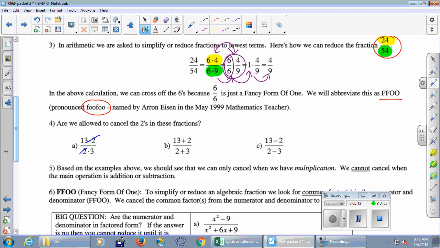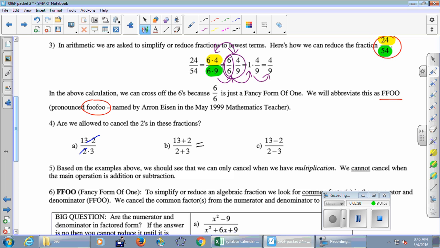The next one, 13 plus 2 divided by 2 plus 3. Same problem, but just additions instead of multiplications. Can we cross off the 2's? If we can, it isn't for the same reason that we could up above, right? Because this is not multiplication. And so, well, let's just see.